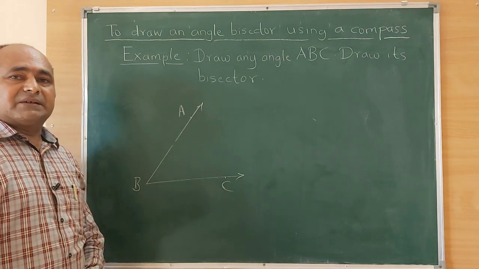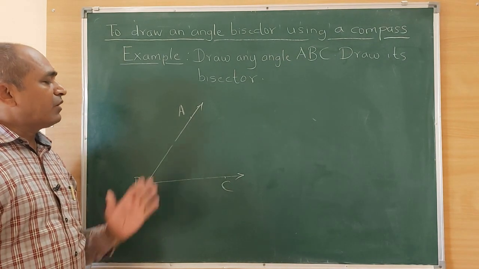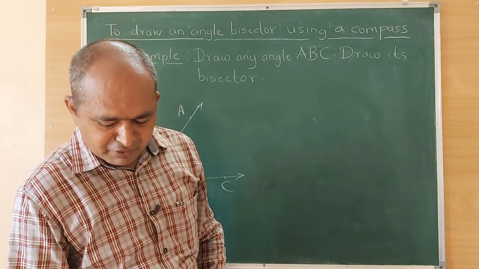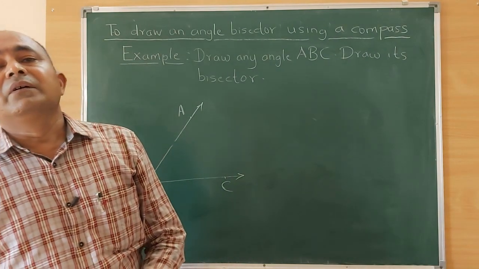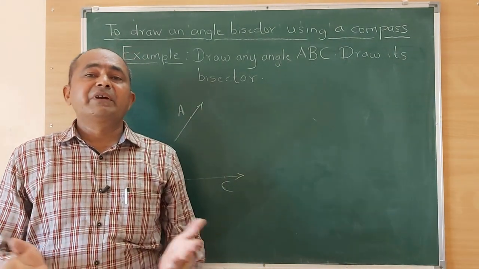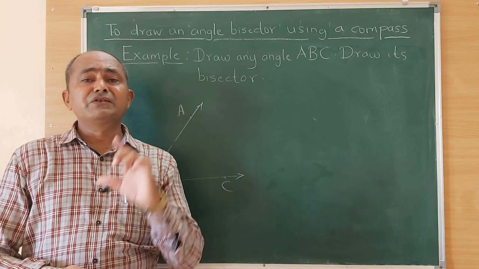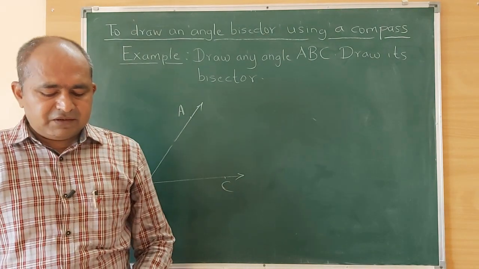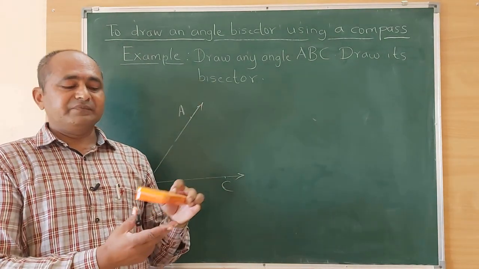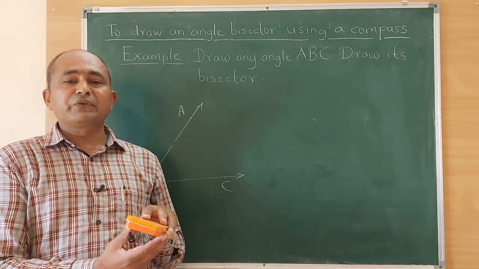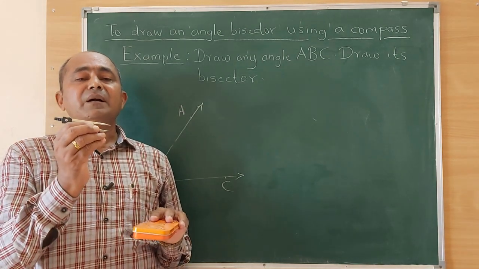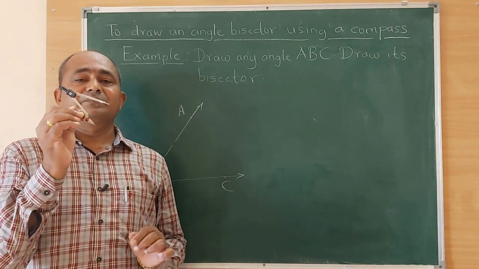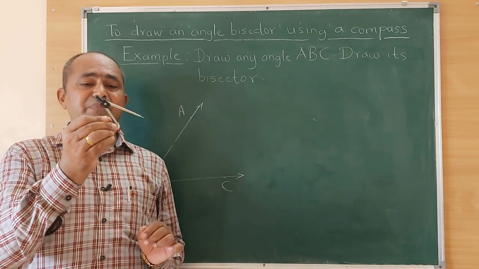Now I will bisect it. And how will I bisect? I will bisect it using a compass. Now everyone knows what a compass is. In your geometry box or compass box, one very important instrument is there, called a compass. Suppose for example, this is a compass box or a geometry box, and in that box this very important instrument called a compass is there, and everyone is familiar with this compass.